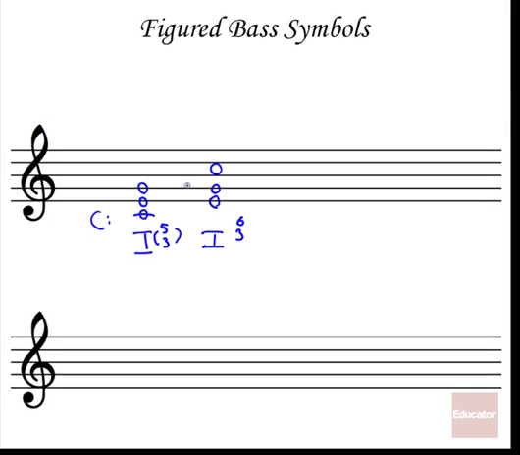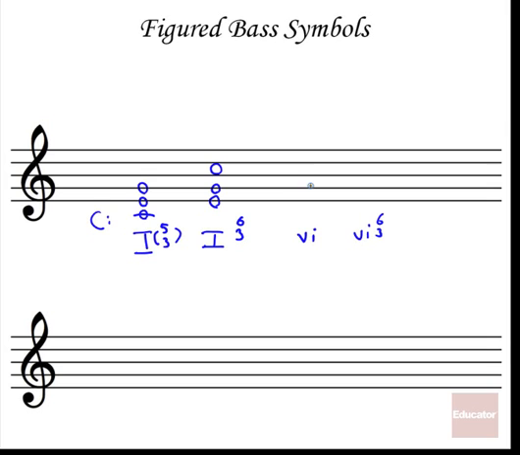So 6-3 denotes first inversion triads. Let's do another example in C major. What if we wanted to write the, say, 6 chord in C major as a 6-3? So first let's write it in root position, and then let's do it in first inversion.